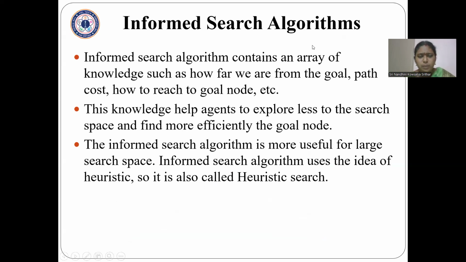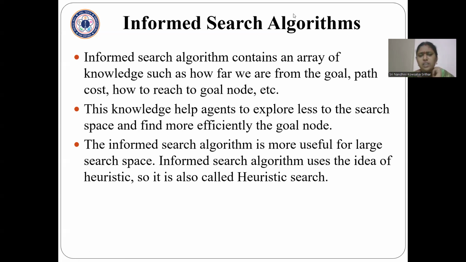Next, we are going to see about informed search algorithms. Still, we have been seeing uninformed search algorithms. There are 6 types of uninformed search algorithms. Now we are going to see about the informed search algorithm. It contains a array of knowledge such as how far we are from the goal, the path cost, and how to reach the goal node. These details are known, so it is known as an informed search algorithm.